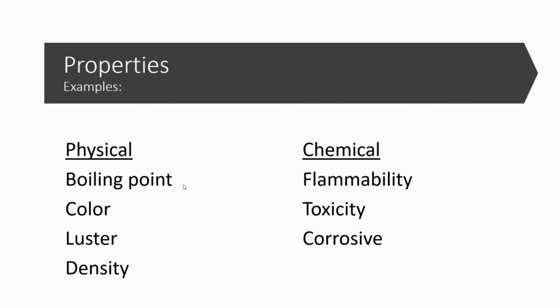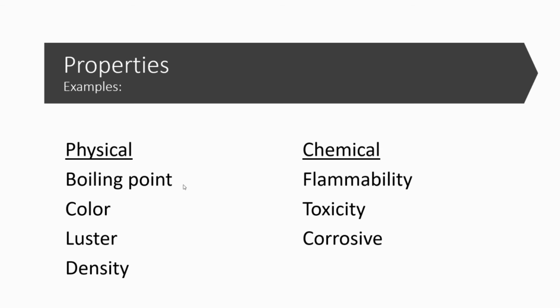Examples of physical properties: boiling point. If I boil water, it's still water, it turns into gaseous water, but I haven't changed my substance, so it's a physical property. If I look at the color of something, I haven't changed it. That's a physical property. Luster is shiny. That's what luster means. If I shine something up, like a gold band, I haven't changed it, I've just made it shiny. So density is also a physical property.